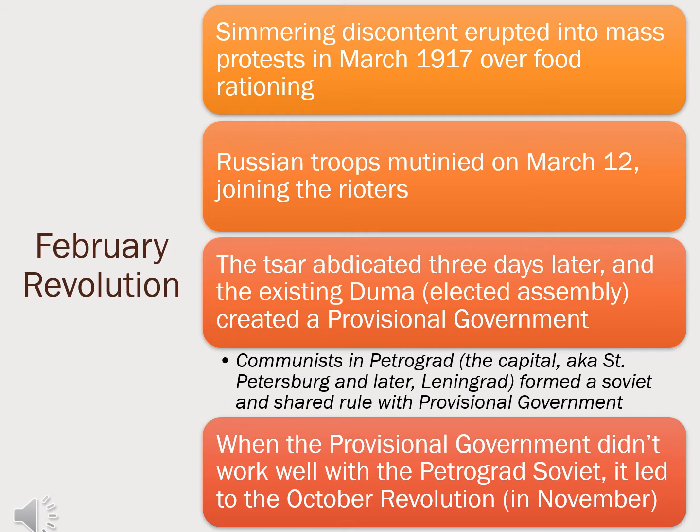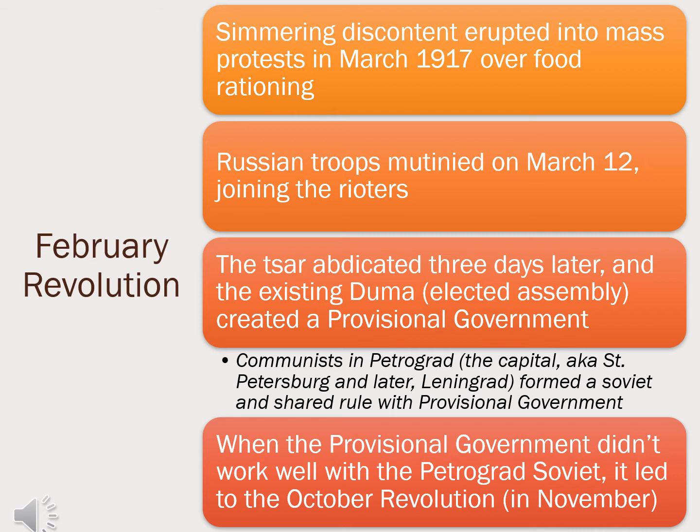will go to the Duma and say, hey, look, we control the mobs, we control the streets, you're going to have to work with us or else. So they begin to share responsibility in a period known as the dual government. Okay, and so they're going to share rule with the provisional government, but the provisional government doesn't work well with the Soviet, and so that's going to lead to the October Revolution.